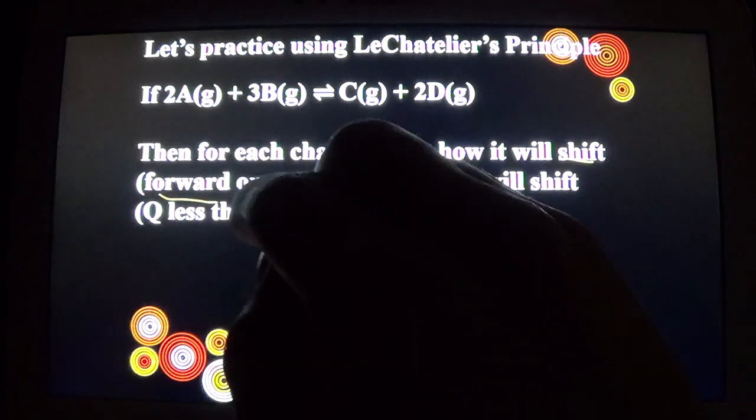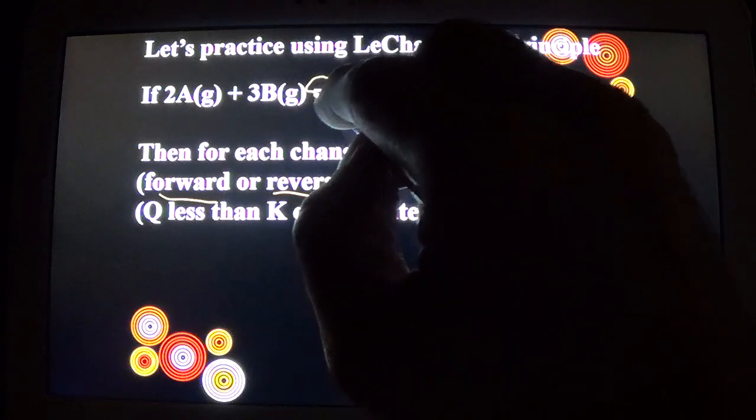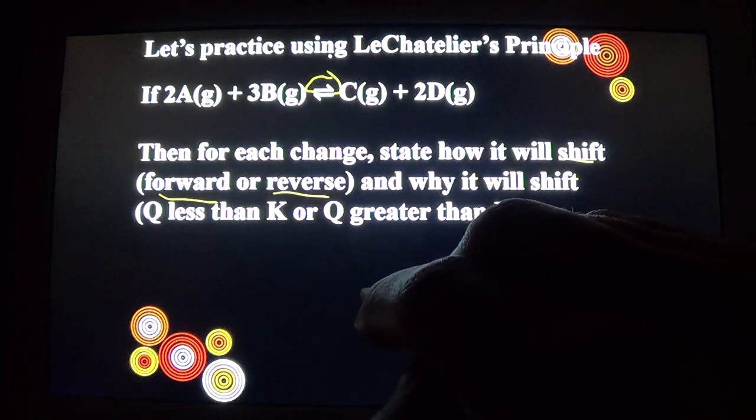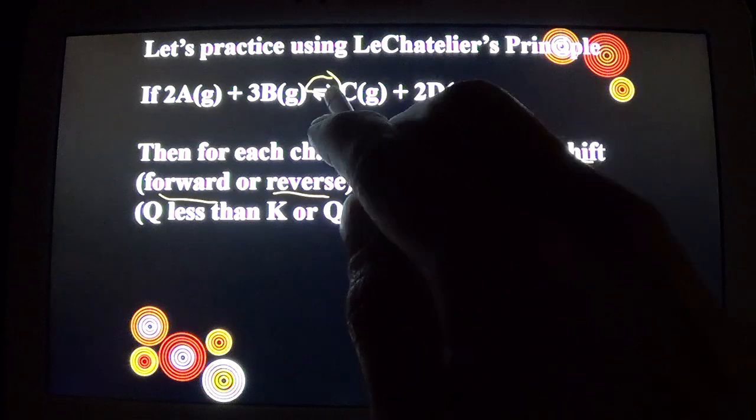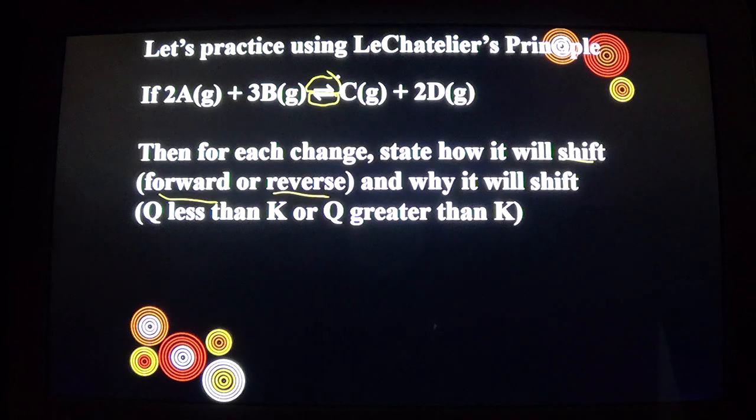Now we're meaning it's going to go forward or reverse, but sometimes we take a shortcut and say it'll shift to the right, meaning the arrow pointing right will be faster, or it's going to shift to the left, meaning the arrow pointing to the left will be faster. So be aware of that. You can say shift to the right, shift to the left. You can say shift the forward reaction more, shift the reverse reaction more. You can say favor the products, favor the reactants. There's many ways to say this. As long as you say the correct one, you probably will get your points on the test, right?